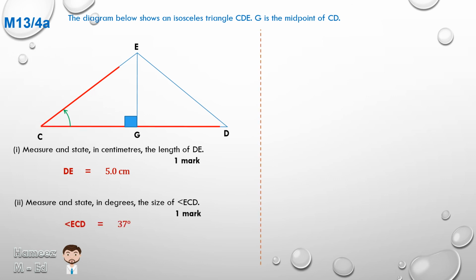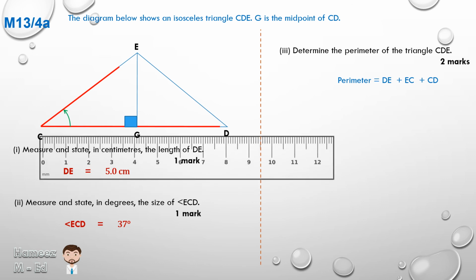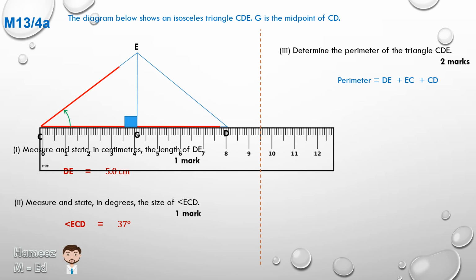And finally, for part 3, determine the perimeter of the triangle. So how do we get the perimeter of triangle CDE? Perimeter means to add up all the sides. We already know DE from part 1, and they told us it's isosceles, so therefore we also know EC. The only part we're missing is CD. So let's measure that with our ruler, and that gives us 8 centimeters. So the perimeter is DE plus EC plus CD, which is 5.0 plus 5.0 plus 8.0, and that is equal to 18 centimeters.